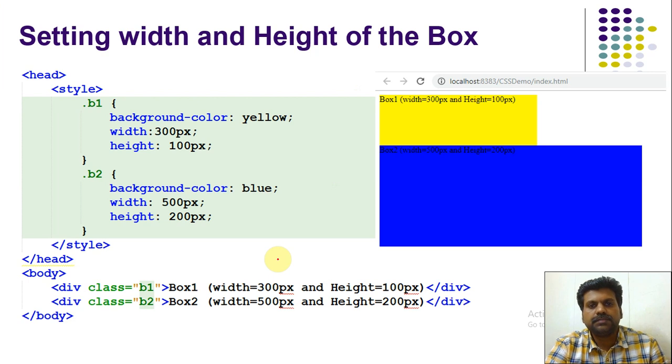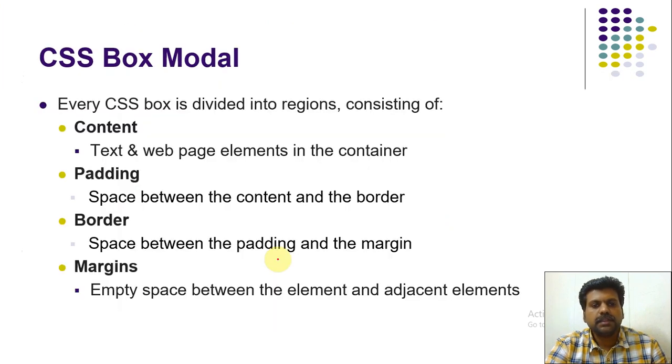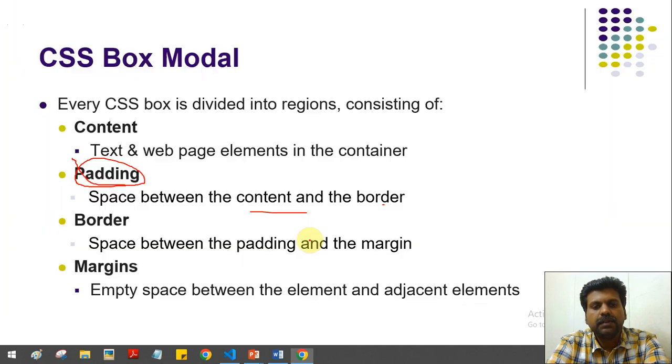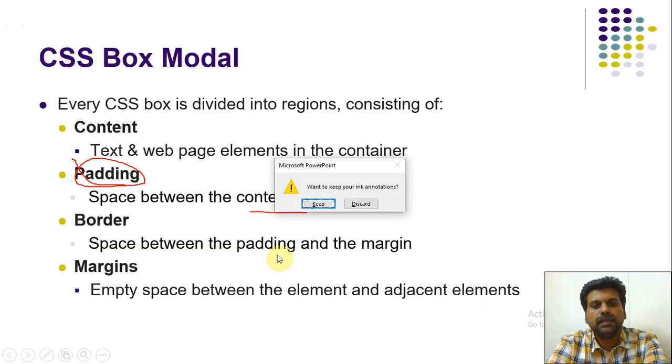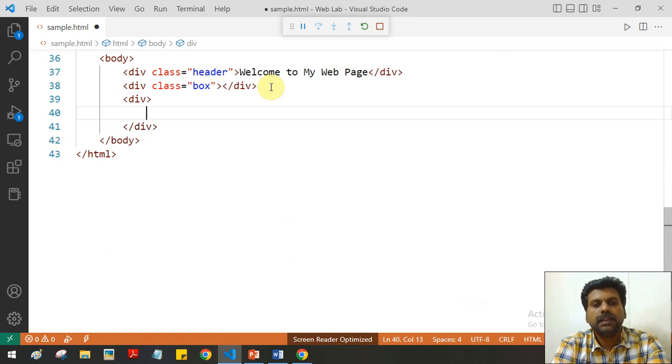So we have discussed the width and height of the box and the CSS box model. Next, coming to the padding. We need to understand padding also. Padding is the space between the content and the border. So to understand padding, we'll create one more div element. Inside this div element, we'll put some content.